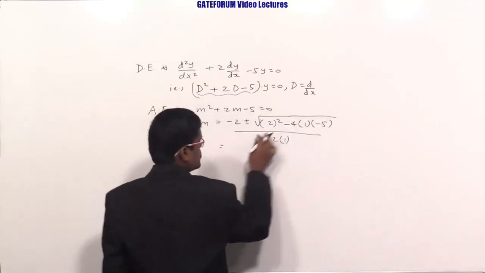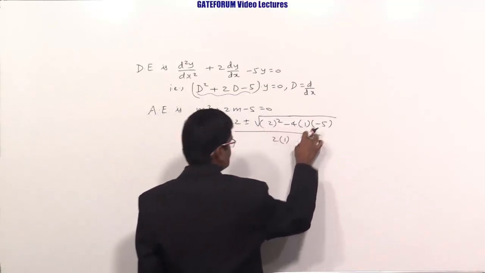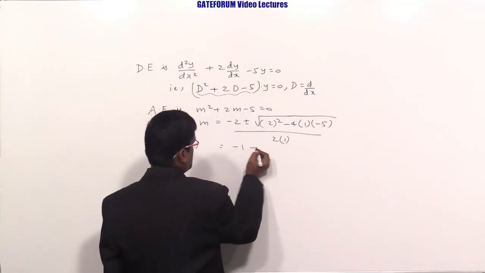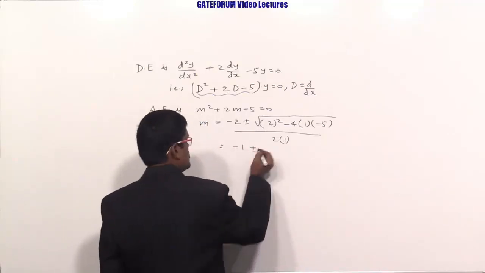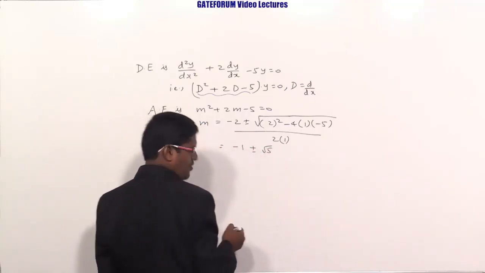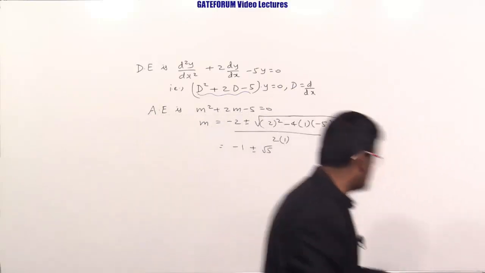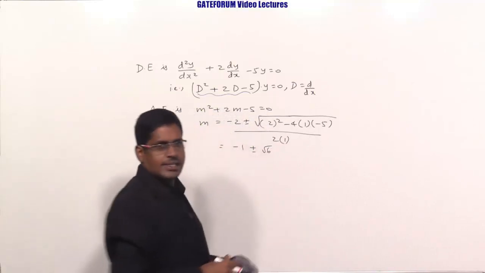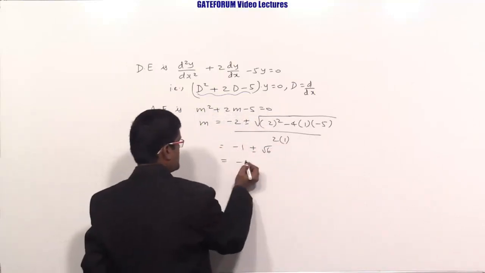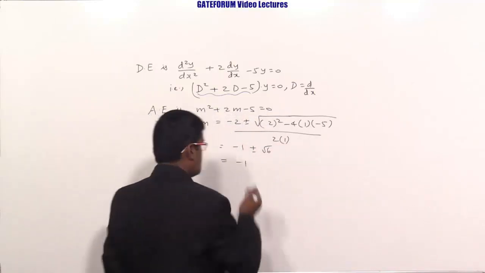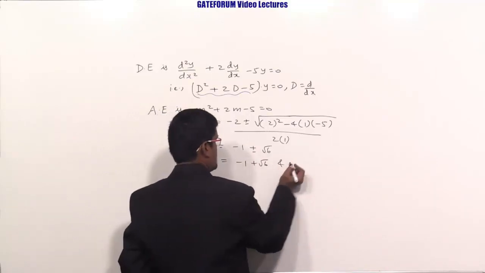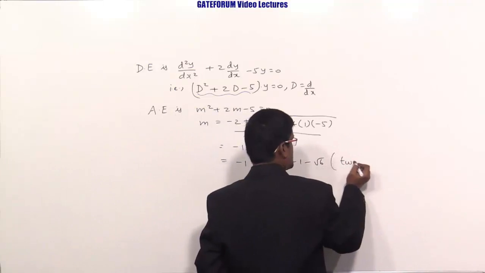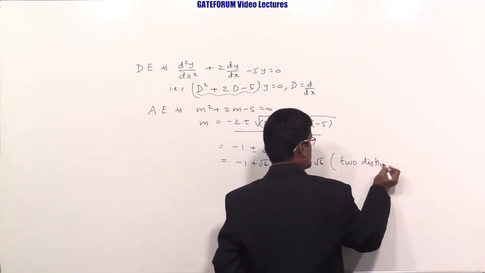So this simplifies to 4 plus 20, 24. So I can take 4 common, so that is minus 1 plus or minus root 5. 24 means 4 6 are 24, so under root is 6 and the denominator is cancelled. So this I can separate as minus 1 plus root 6 and minus 1 minus root 6. Okay, so two distinct real roots, different real roots.